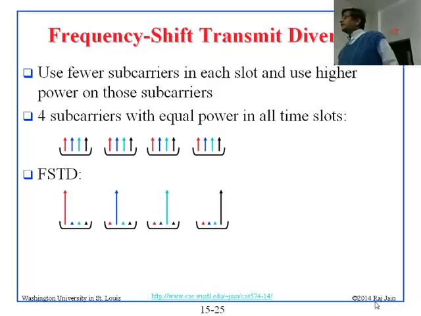Frequency shift transmit diversity. This is another technique to increase the throughput. Instead of using too many carriers and putting low power on each of them, because the total power is limited, we have only so much battery or whatever in the mobile, you don't want to use 4 carriers. You just use 1 carrier and put all the power on that one.